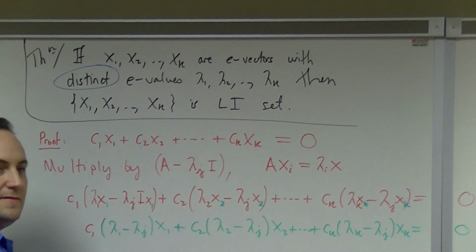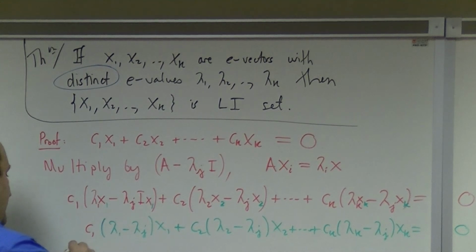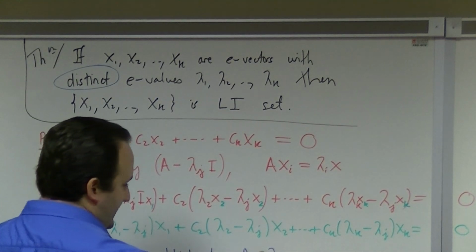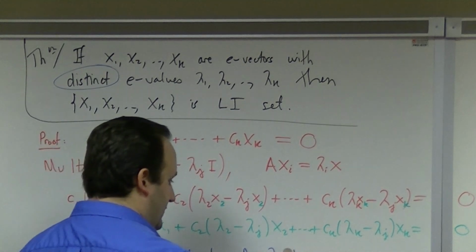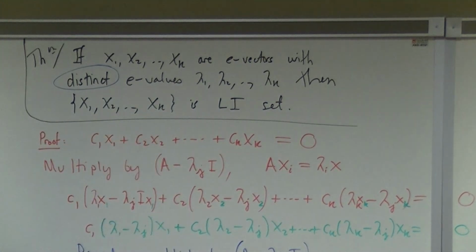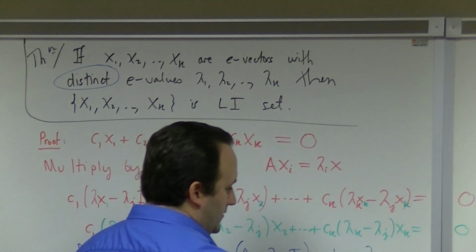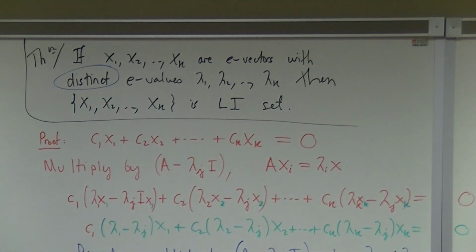But here's what you can do. You can keep multiplying by other factors. So next, repeat. Multiply by A minus lambda j2 times I, where lambda j2 is not equal to lambda j. And then that will remove j2 from the list, right? And then you just repeat this.